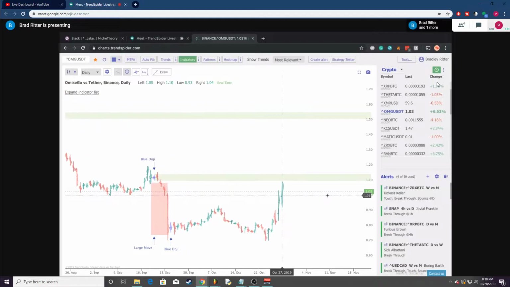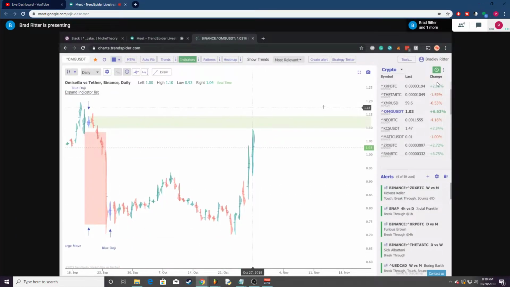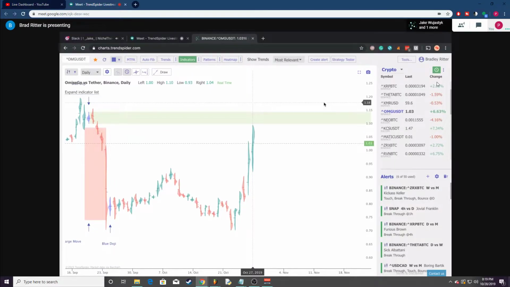Okay, great. So I'm going to dive a little bit deeper into a proprietary candlestick that we only have available in TrendSpider. So you'll look at this and you'll be like, what is this? I'm not sure, I've never seen this candlestick before.